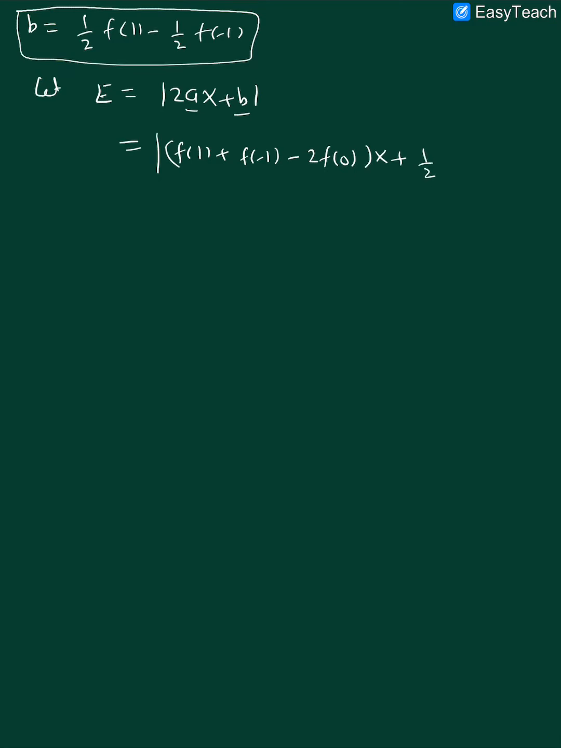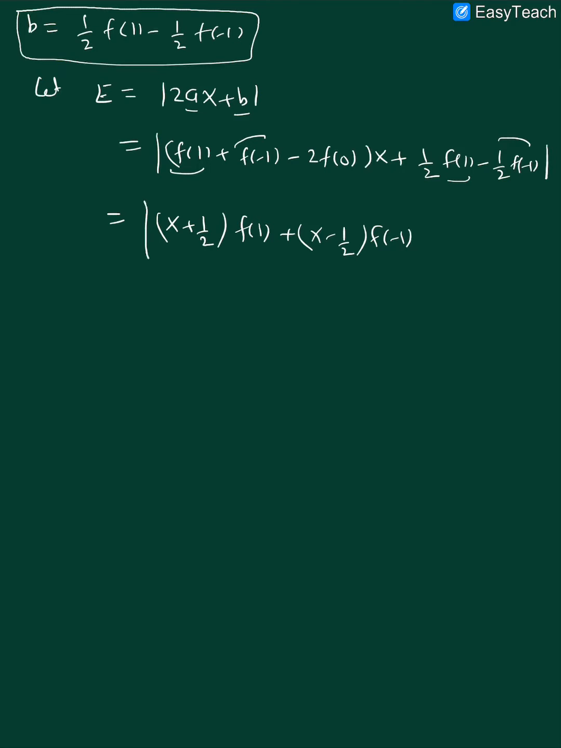The value of b is what? Half times f(1) minus half times f(-1). Okay, now if we collect the coefficient of f(1) within this mod sign, then we can write x plus half times f(1), and if we collect the coefficient of f(-1), we can write x minus half times f(-1) minus 2 f(0) into x, something like that.